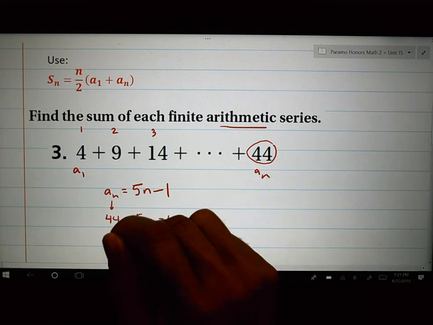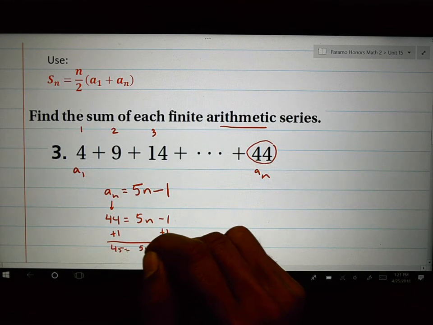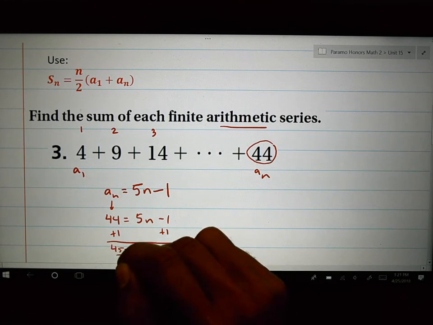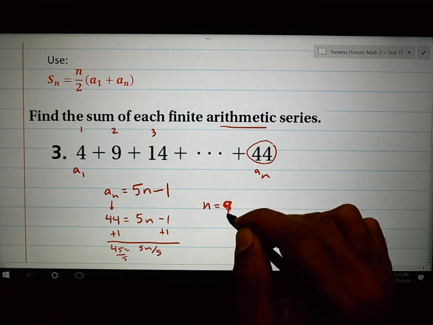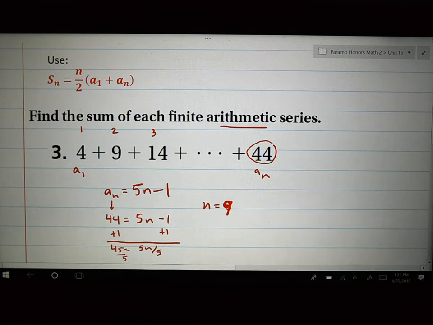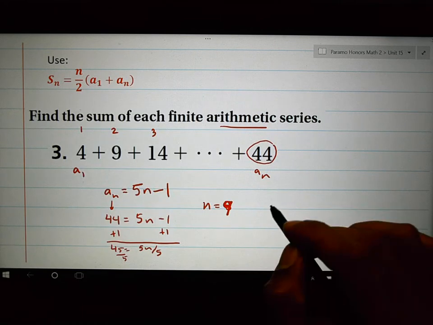This is the problem inside the problem. 45 equals 5n. Divide by 5. Divide by 5. Guess what n is equal to? It's equal to 9. There are 9 term numbers. That is not our final answer. That is what we're going to use in this formula. How does it work? Let's use the formula now.